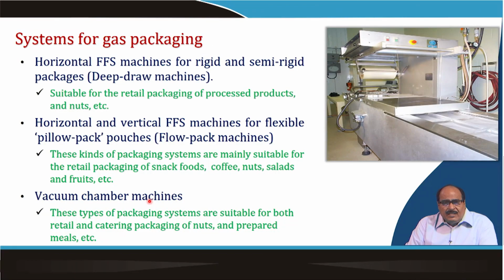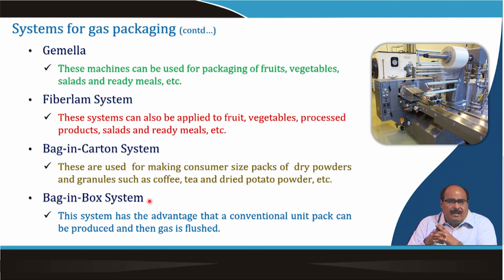Okay. Then systems for gas packaging, that is horizontal form fill and seal machines, FFS machines for rigid and semi-rigid packages like deep draw machines, or horizontal and vertical FFS machines for flexible pillow packs, pouches, flow pack machines, or vacuum chamber machines. In the earlier classes we had discussed these machines, so they can be used for modified atmosphere gas packaging as well. These machines can be used for packing fruits, vegetables, salad, ready meals, etc.